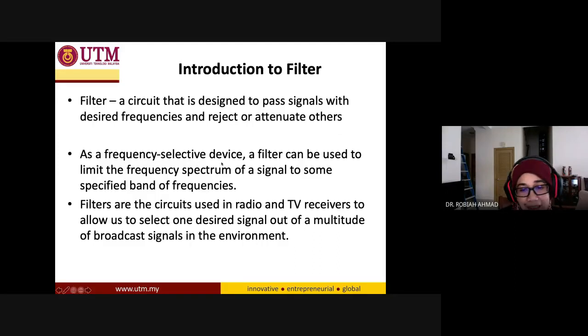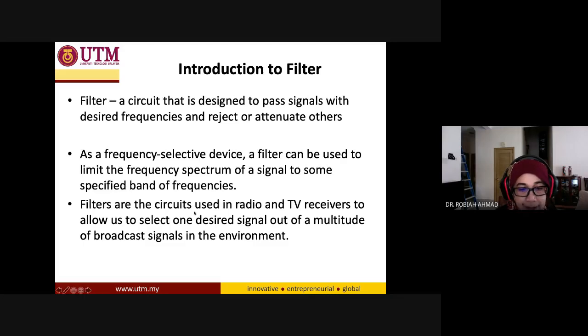As a frequency selective device, a filter can be used to limit the frequency spectrum of a signal to some specified band. So here we have a band of frequencies, not particularly one frequency, but maybe we want a range of frequencies. When we talk about signaling, we may need a certain band, from maybe 20 to 30 kilohertz. That is called a band of frequency. With this filter, we can select the spectrum that we want, so that the noises can be rejected or attenuated.